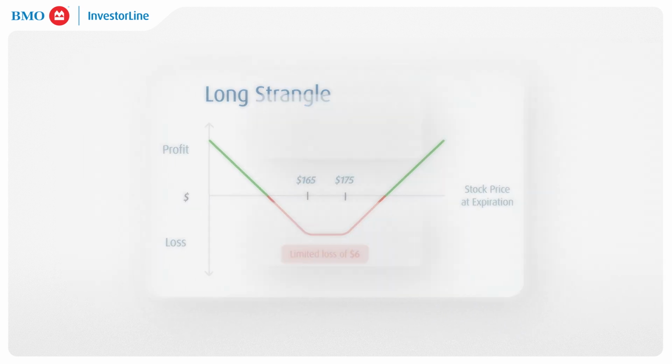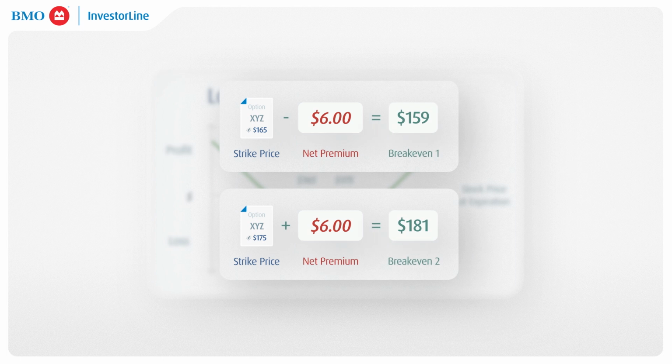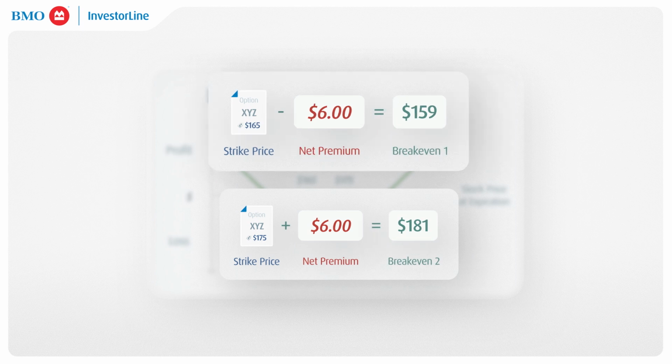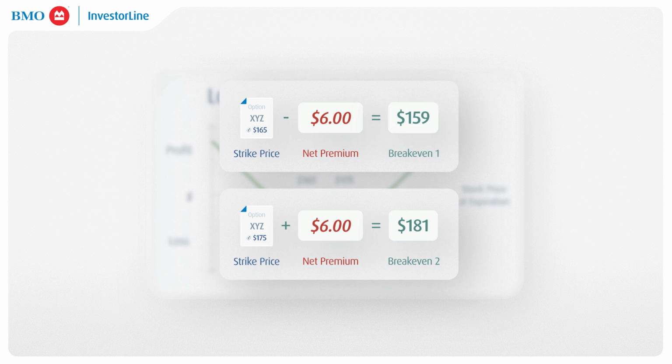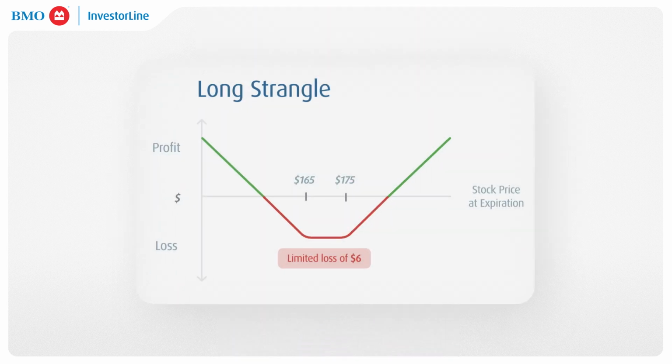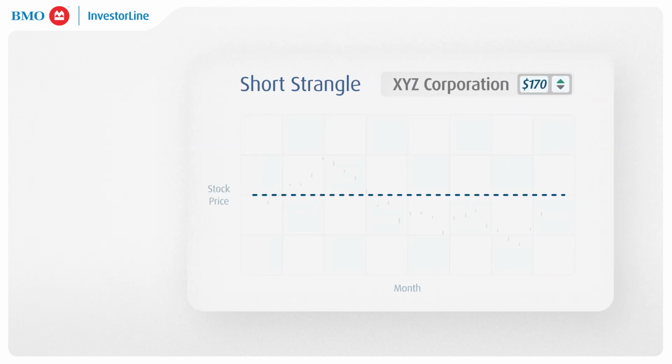The premium paid would be used to calculate the two break-even points of the strategy, which would be the put strike price minus the premium paid, $159, and the call strike price plus the premium paid, $181. In this example, the stock would need to either decline to $159 or rally to $181 by the expiration date just to break even. This means you must believe the stock will make a substantial move beyond these levels to justify buying a strangle.